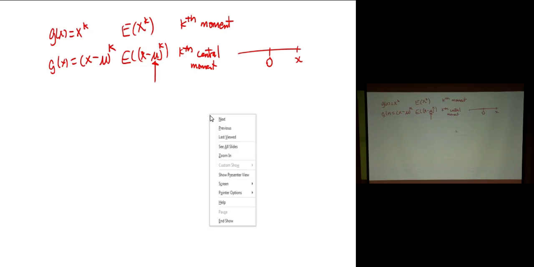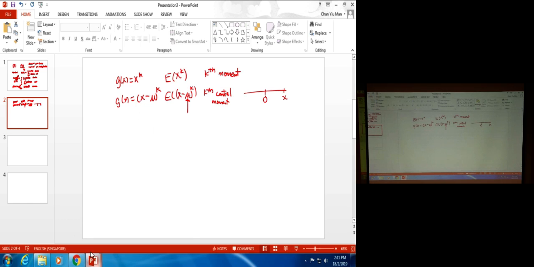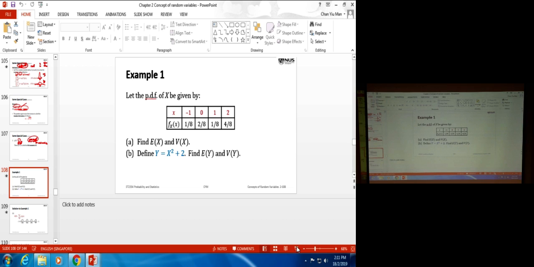All right. So let's continue with our chapter 2. Okay, so let's look at an example.